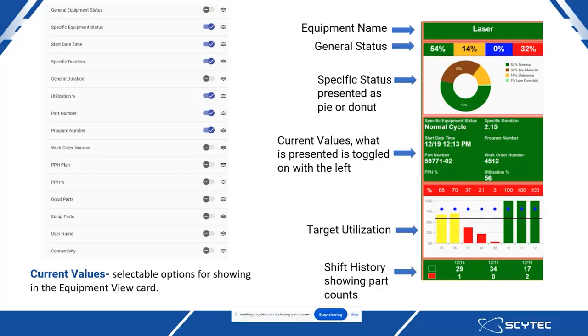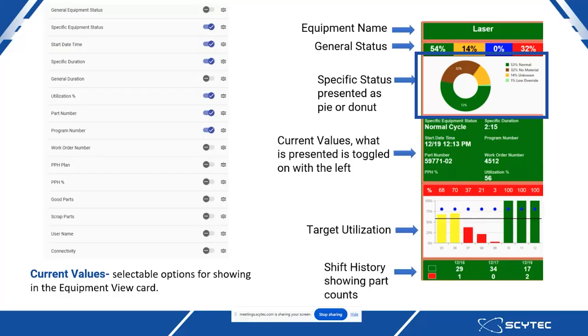Below there, you can see the specific status, which is normally presented as a pie or donut, depending on your visual preference. That gives you a better breakdown than the general status does. It can tell you things like, for the unplanned downtimes, no material or low overrides, giving you more granular detail about what is going on with your machinery.